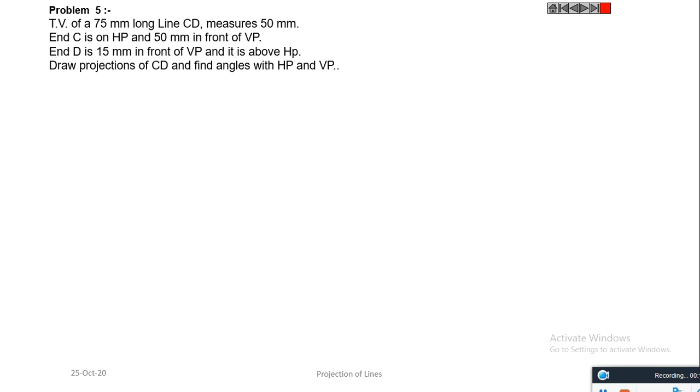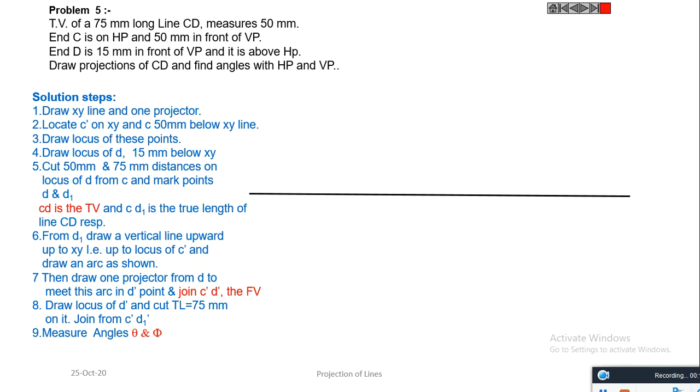The last problem. Top view of a 75 millimeter long line CD measures 50 millimeter. End C is on HP and 50 millimeter in front of VP. End D is 15 millimeter in front of VP and it is above HP. Draw projections of CD and find angles with HP and VP.